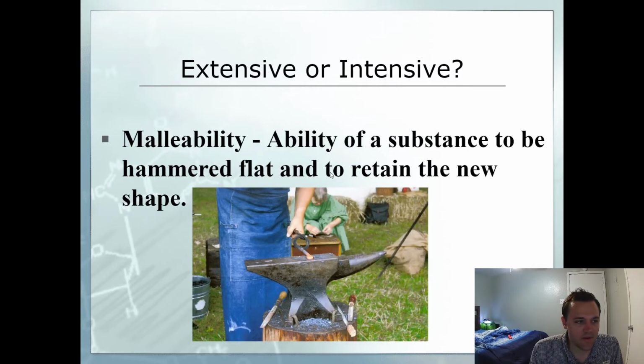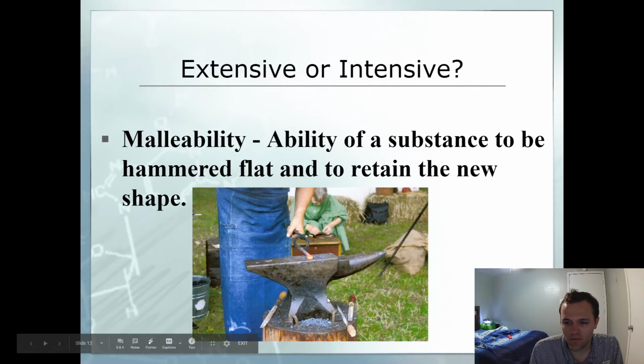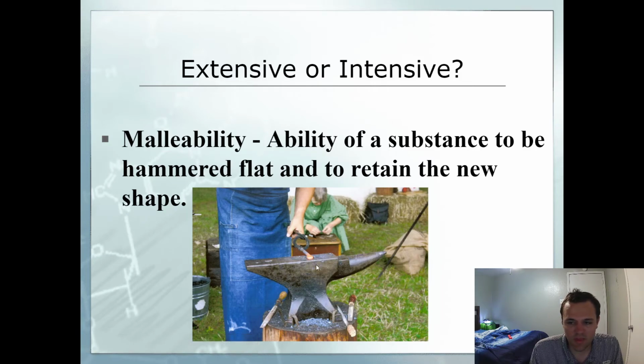Alright, and malleability, which is the ability of a substance to be hammered flat and retain the new shape. So you've got your example here of a metal being beaten on an anvil. Once he hammers that flat, it's not going to spring back to its old shape. It's going to stay in that shape. So it is malleable. Is that going to change based on how much metal he's hammering? Or is it the same whether it's a big chunk or a little chunk?